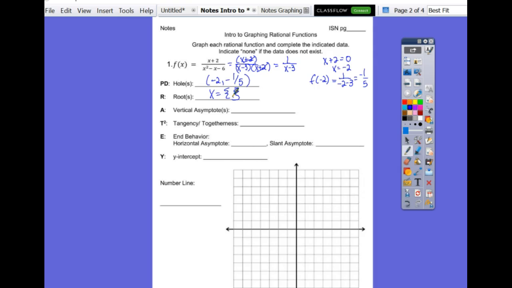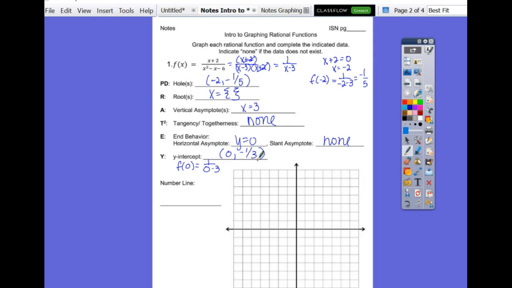Probably an asymptote. So the vertical asymptote comes from where? Bottom. So I get x is 3. I don't have any tangency or togetherness here. I'm bottom heavy, so y equals 0, which means no slant asymptote. And my y-intercept, I find f of 0. So I get 1 over 0 minus 3, which gives me a negative 1/3.